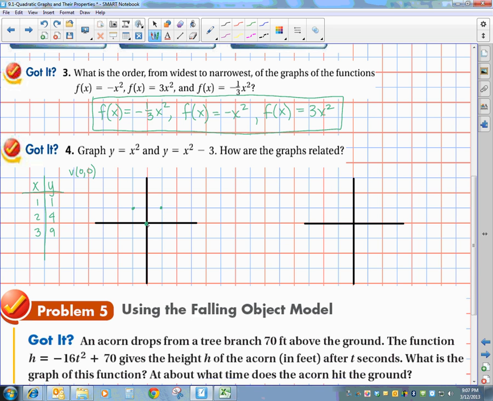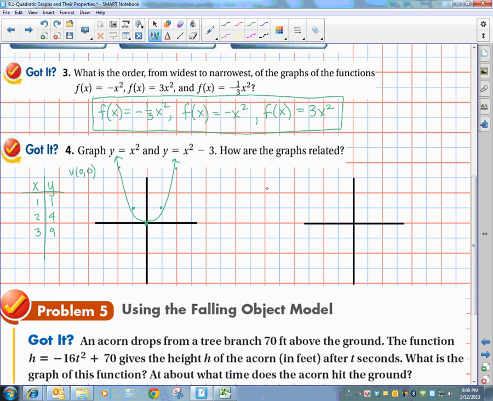If I go over 2, I'm going to go up 1, 2, 3, 4. So we have something like this. And do your best. You really want to connect them and try to make it pointed. I kind of missed my dots. Hope y'all can do better than that.